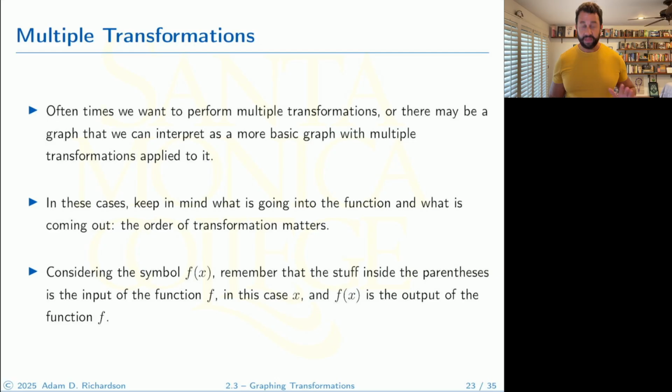My tip to you: keep in mind what is going into the function and what is coming out of the function. So the order of the transformation matters. Is it applying to the input? Is it applying to the output? Keep that function notation in mind. I know I sound like a broken record now, but remember the symbol f of x. The stuff inside the parentheses, that's the input. Whatever is going in between these parentheses, that's the input of the function. And this is the output of the function. That's going to be really important right now.